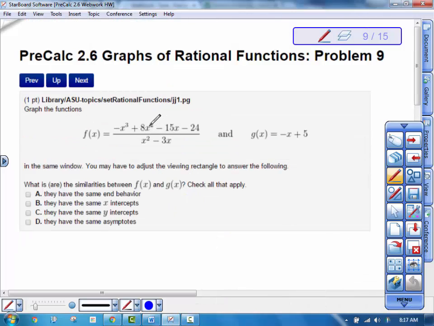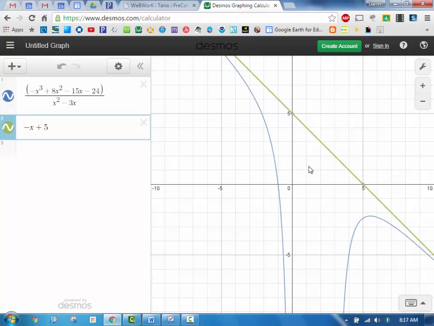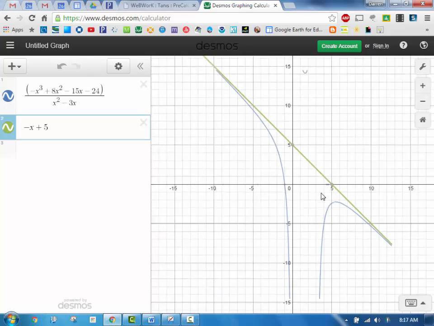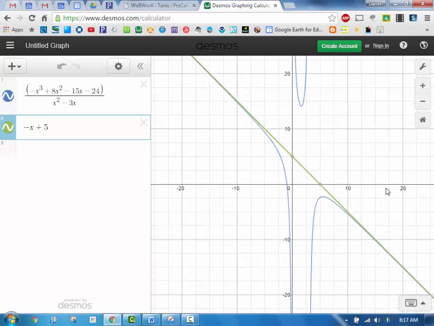Okay, the next question gives us two functions, this rational function and this linear function, and it asks us to answer these following questions. So go ahead and graph it, and what you see is that this function, the rational function, is the blue one. The green one's the line, and what you'll notice is they have similar end behavior. So if you scroll out, you'll notice that as the x values get bigger or smaller, the blue function basically becomes the green function. And we'll look at that.